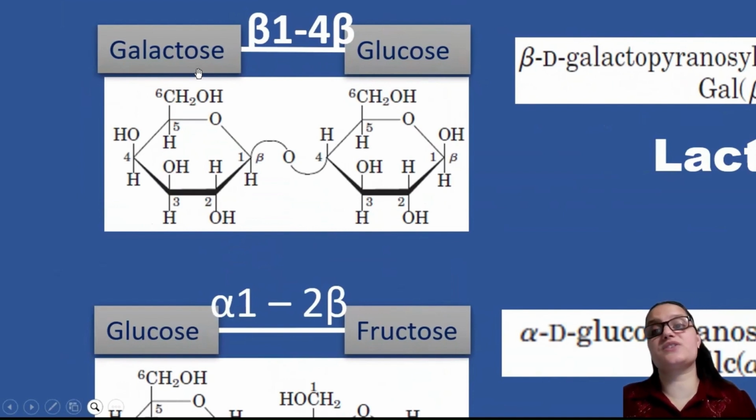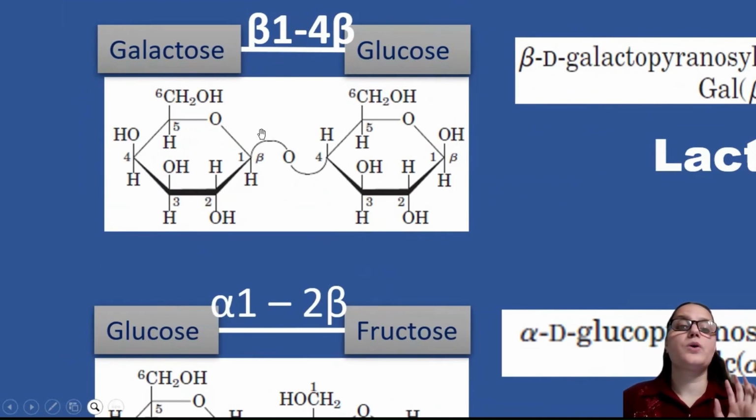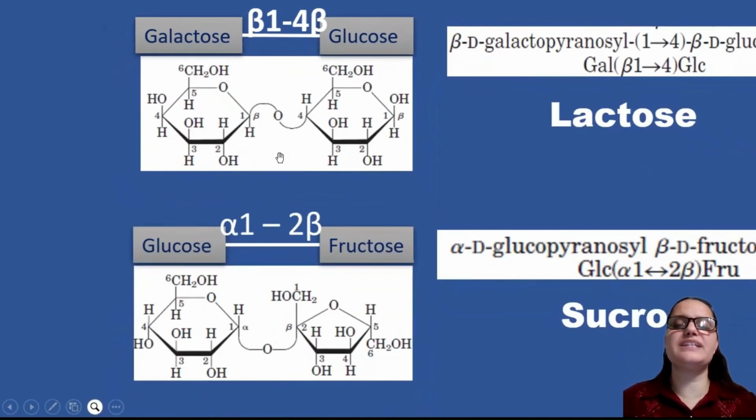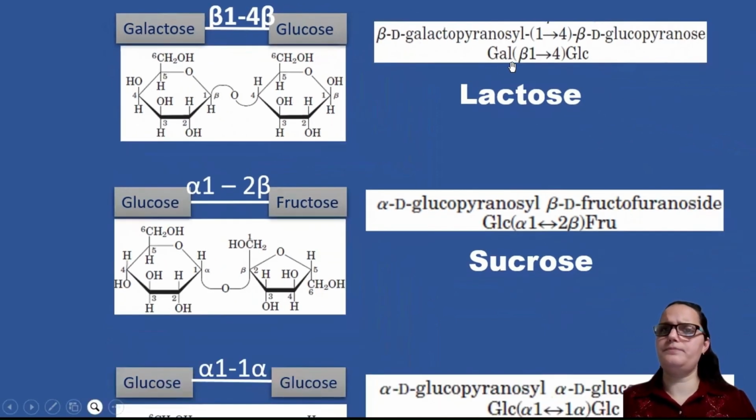Galactose over here is acting as the hemiacetal, and glucose is acting as the alcohol. The bond formation takes place between this hemiacetal and this glucose, right? There is a bond between carbon number 1 of galactose and carbon number 4 of glucose, and that bond is beta, right? Both are in the beta form. Galactose is in the beta form and glucose is also in the beta form. So the short form of galactose, Gal, can be written over here, and then it is a beta 1,4 glucose linkage, right?